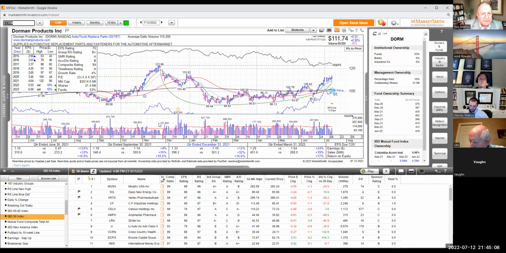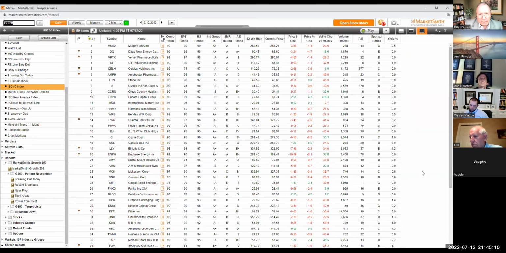Here's the IBD 50. And this is why I think this is so important as a tool in terms of screening. I mean, this is fabulous. I've been using MarketSmith as long as it's been around. Before MarketSmith, they had a product that was called Daily Graphs. I've been a subscriber for over 20 years, actually 30 years before it was automated. But this is the IBD 50, and you're going to have leaders here.